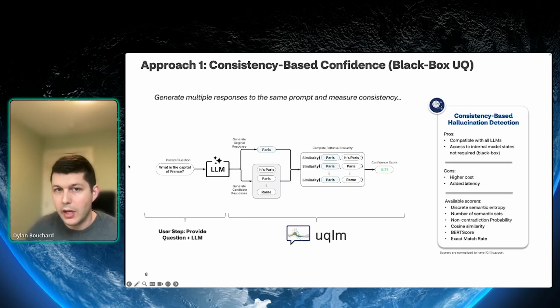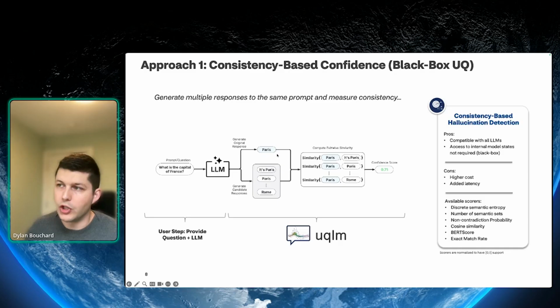So we have a workflow example here. We ask the LLM, what is the capital of France? We generate an original response. This is the response we're going to score. We're going to attribute a confidence score to this response. This is the one under audit. We increase the temperature parameter, which controls the degree of randomness, and we generate a set of sampled responses to that same prompt.